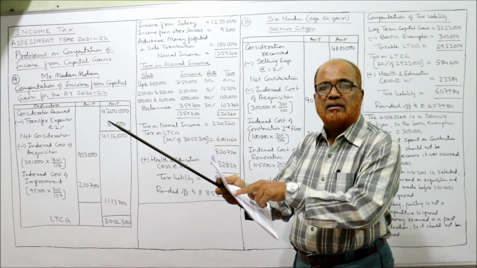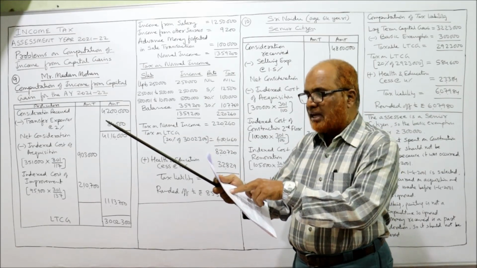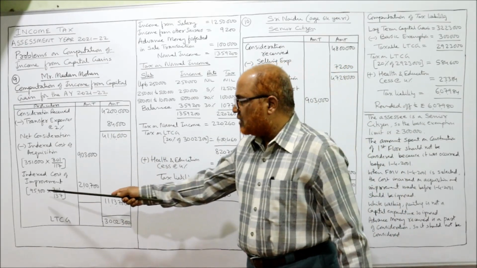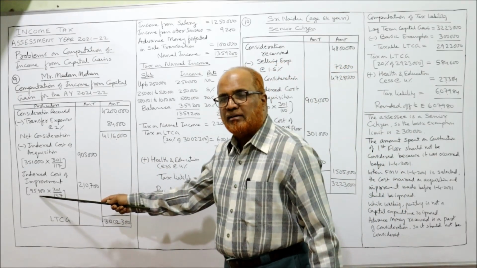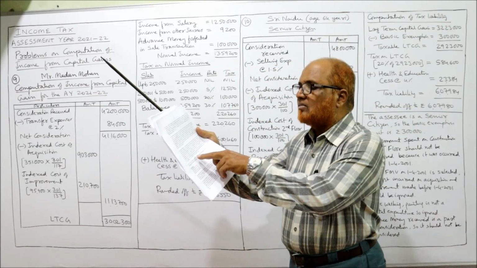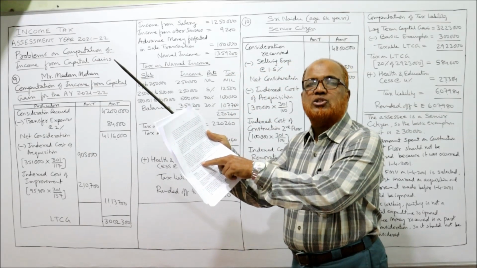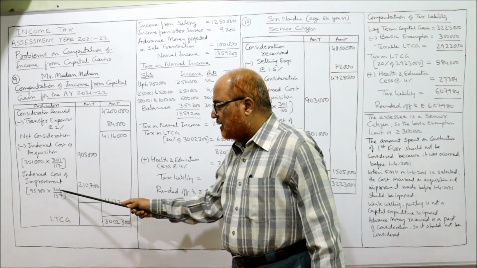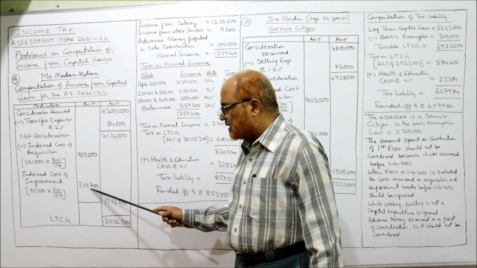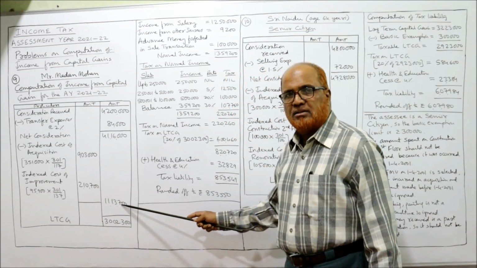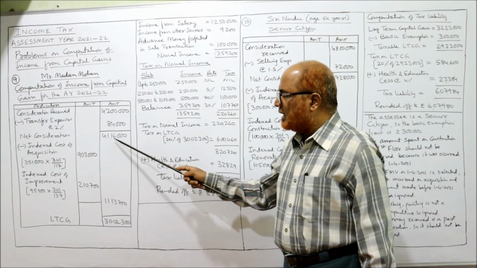2008-2009. During the year 2008-2009, 95,900 rupees was spent. So 95,900 into 301 divided by 137. 137 is the index number for 2008-2009. So multiply 95,900 into 301 by 137, 2,10,700. Add up both, 11,13,700.